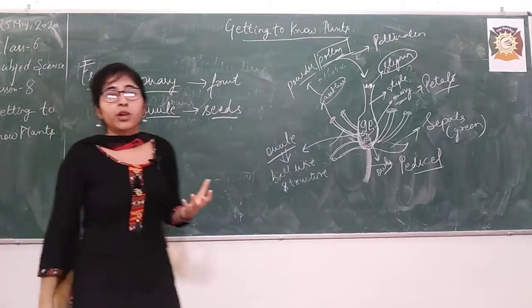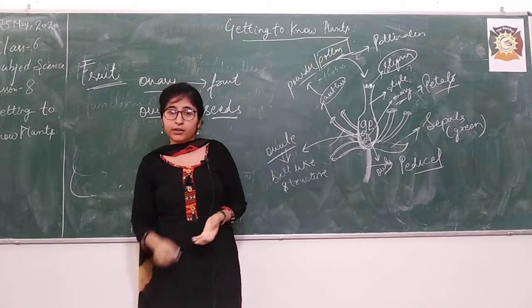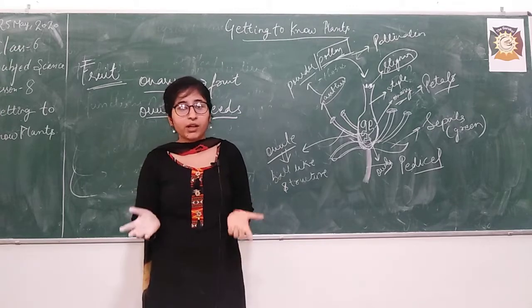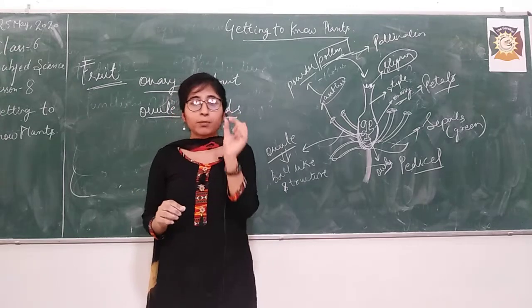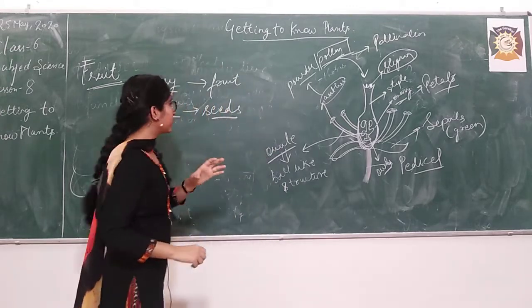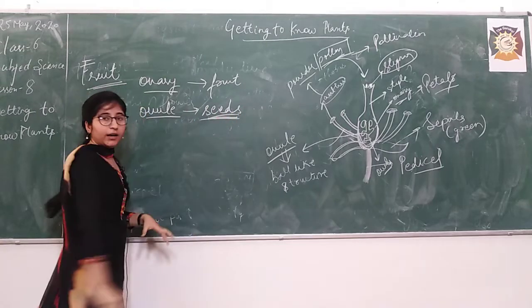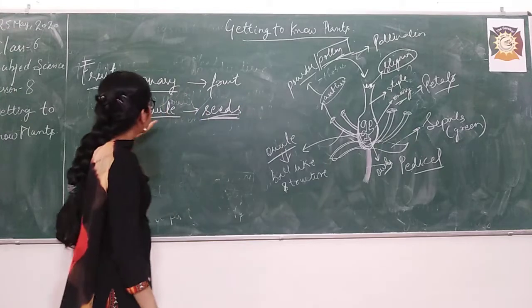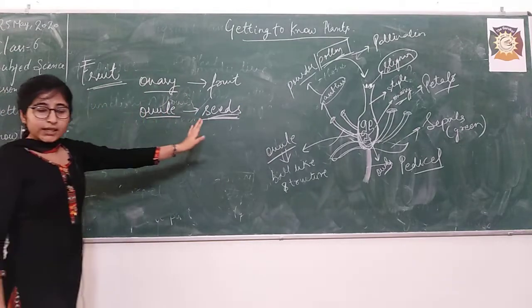Now this is the season of watermelon. You must have seen watermelon. Watermelon is red inside, right? And there are some black structures in it. These are the seeds of the plant. So ovary is converted into fruit, and yes, ovule is converted into seeds.